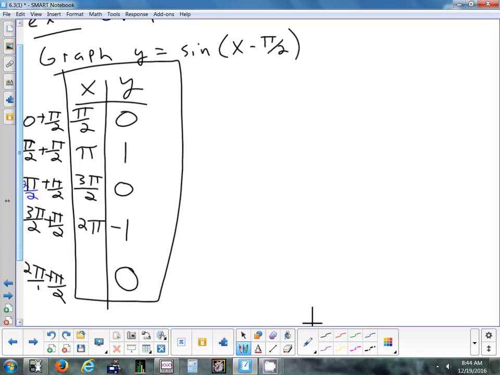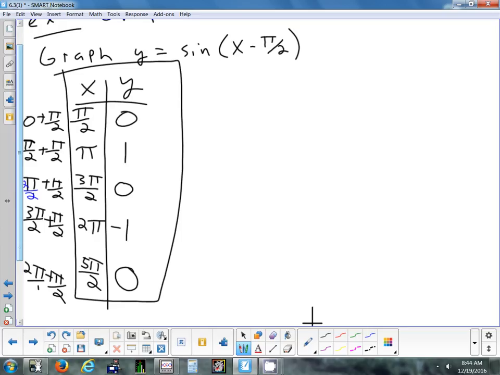If you tell me everything with a denominator of 2, the first one is 1 pi over 2. What would the second one be? 2 pi over 2. 3 pi over 2. 4 pi over 2. 5 pi over 2. So if you write everything with the same denominator, you'll see a nice pattern.